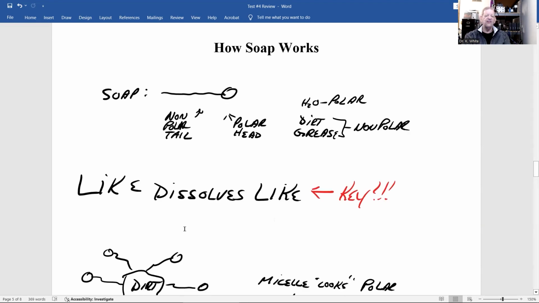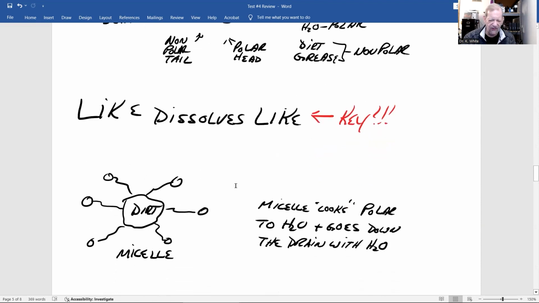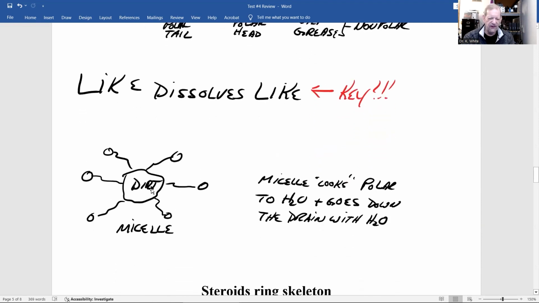But anyways, the key to the puzzle is like dissolves like. Here we have dirt. Dirt is nonpolar. The nonpolar tails of soap molecules are attracted to the dirt because of like dissolves like. But the polar heads stay as far away, on the outside. And you should know this forms a micelle right here.